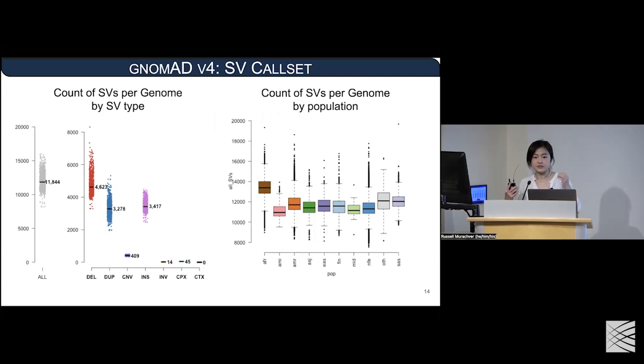And if we zoom into the individual genomes in this gnomAD call set, we define an average of a little bit less than 12,000 SVs per genome. The colors are consistent with the previous set. The red here represents deletions, which are the most frequently discovered, followed by duplications and insertions. And when we compare the number of SVs carried by each genome by different population, it is consistent with the SNV studies that African populations carry the most SVs compared to the rest of the populations.